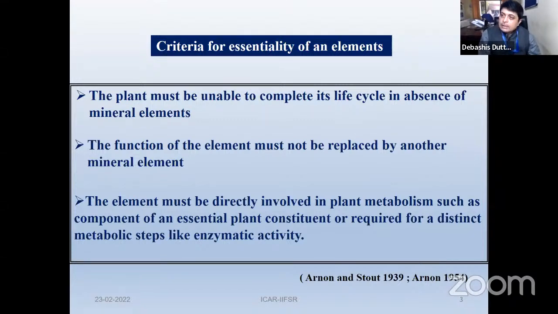Suppose nitrogen is not available. Whatever activity is influenced in the plant system by nitrogen cannot be done by other elements. That's why nitrogen is an essential element. And the element must be directly involved in plant metabolism, such as being a component of an essential plant constituent or required for a distinct metabolic step like enzymatic activity. The different types of micronutrients play an important role in enzymatic activity.